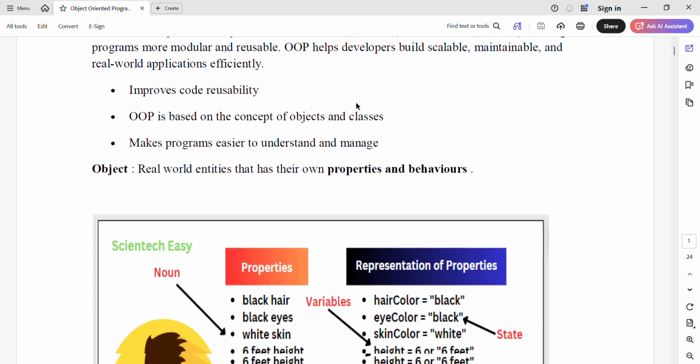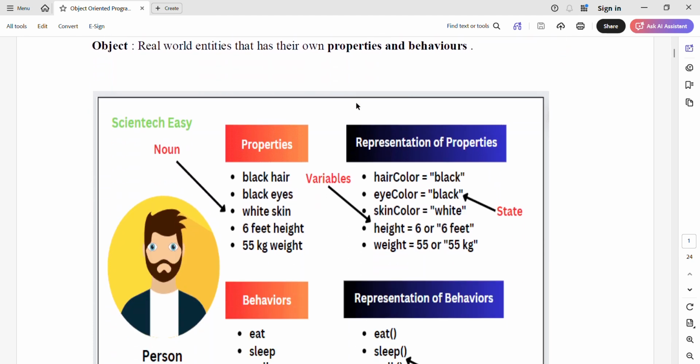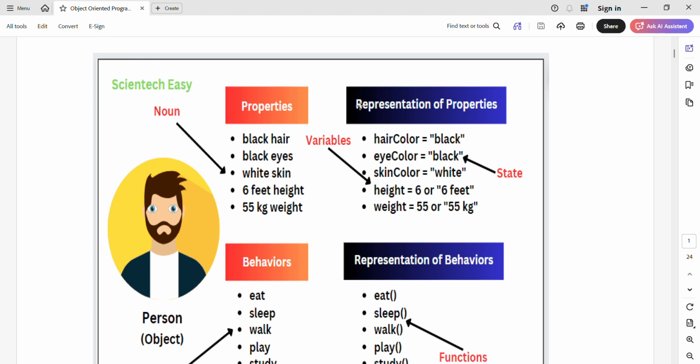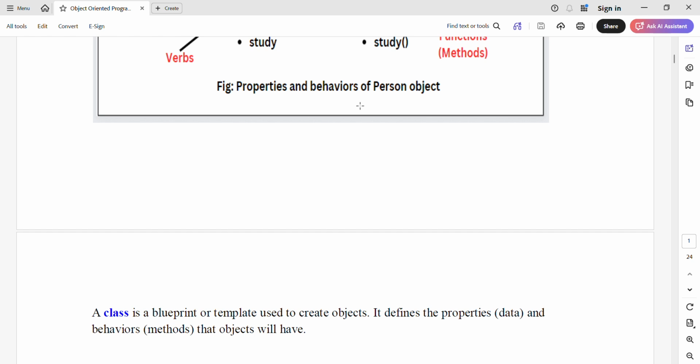So consider an example. Consider a person as an object. A person has both properties and behaviors. Properties are his attributes, like the color of his hair, his height, his weight; everything is considered a property. And behavior is the action performed by the person, like eating, sleeping, walking; everything is considered behavior. This is called an object.